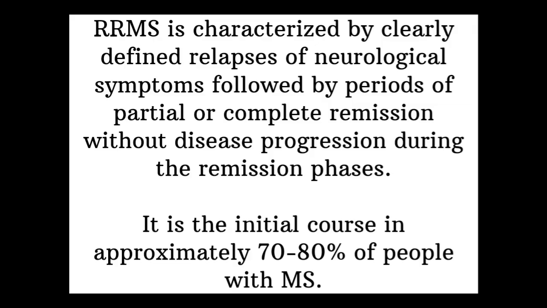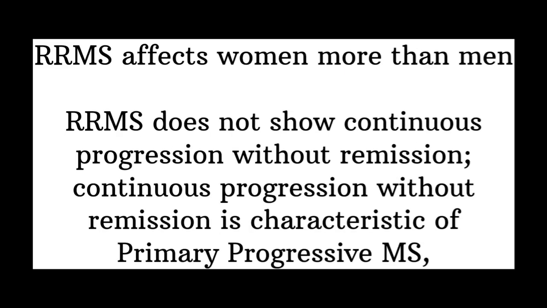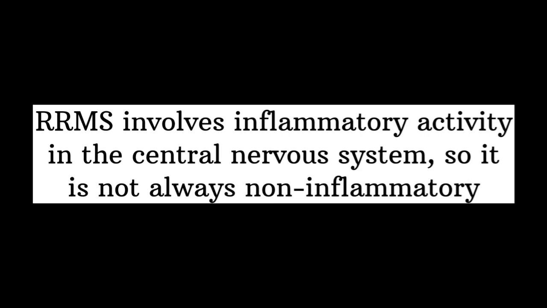RRMS is characterized by clearly defined relapses of neurological symptoms followed by periods of partial or complete remission without disease progression during the remission phases. It is the initial course in approximately 70 to 80% of people with MS. RRMS affects women more than men. RRMS does not show continuous progression without remission. Continuous progression without remission is characteristic of primary progressive MS. RRMS involves inflammatory activity in the central nervous system, so it is not always non-inflammatory.